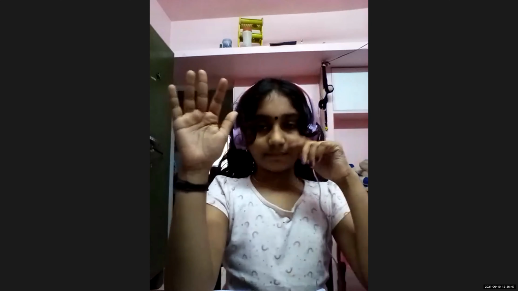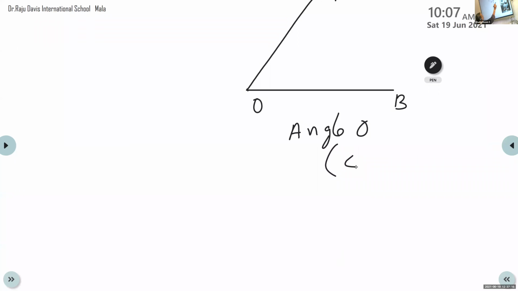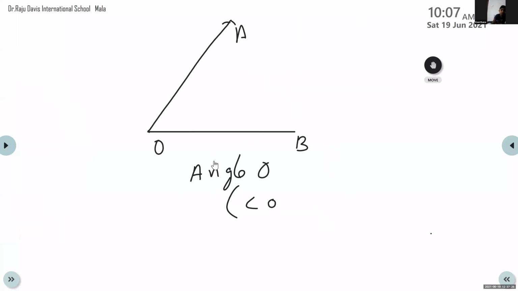And how will you name this angle? That is the next important point. You can use only one letter to name this angle. What is the name of this angle? You can write it as angle O. Angle O. What is the vertex here? O is the vertex. You know the short form of angle. How will you write it? Angle O. Angle O. Is it clear? Yes or no? Any doubt? No doubt.